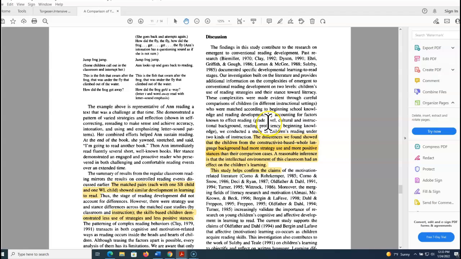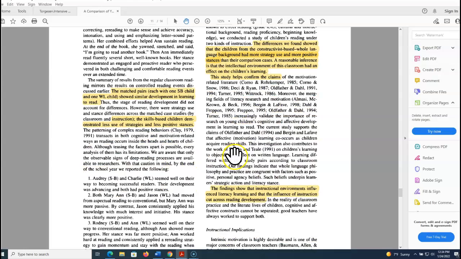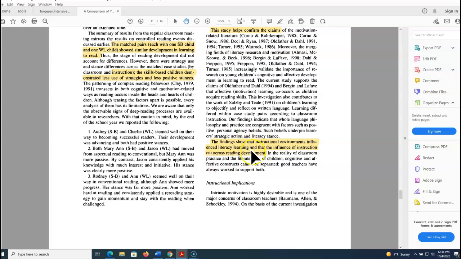And then a discussion, what the data might mean. Differences we found show that children from constructivist whole language had more strategy use and more positive stance than their comparison. A reasonable inference is that the intellectual environment of this classroom had an effect on the children's learning. This study helps confirm the claims, all right? Nowhere does it say this proved that, all right? It just creates a picture, and it's a reasonable inference, and it connects to other research studies. The claims of motivation-related literature, all right, it's connecting to other stuff. The findings show that instructional environments influence literacy.